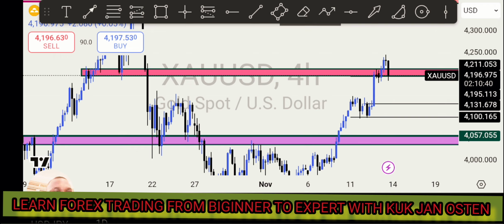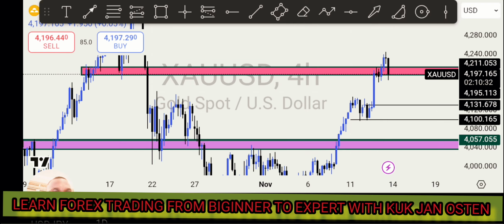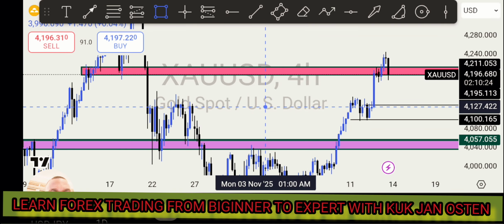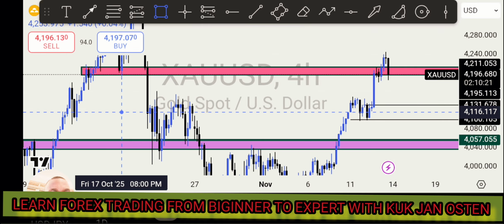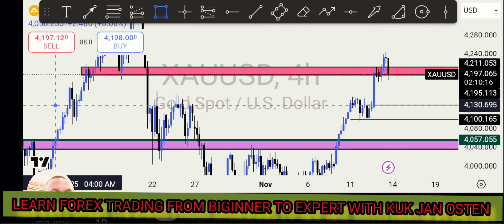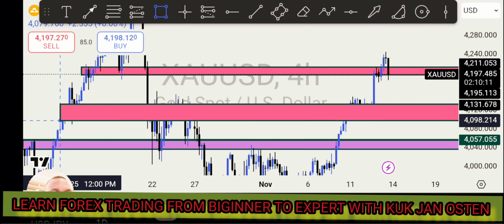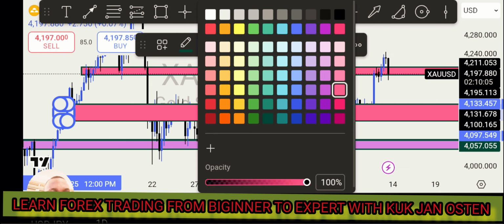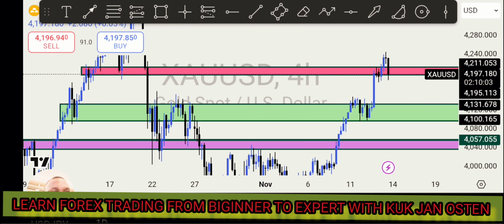Now our daily support is also appearing in the 4-hour time frame. This is a pure, simple strategy. If you look on our left, you can see there was some sort of strong support in this structure. So what if we change the color to green?